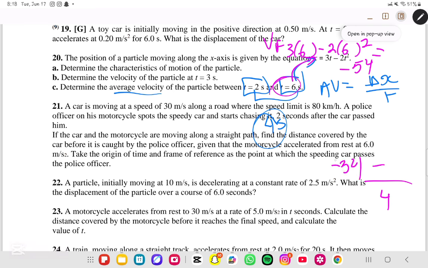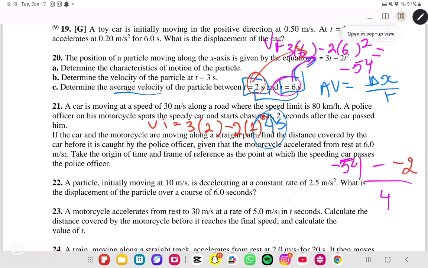And we're going to subtract it from what? We're going to subtract it from velocity initial. How do you find velocity initial? You will substitute 2 over here. So velocity initial is equal to what? It's equal to 3 times 2 minus 2 times 2 squared. So 3 times 2 minus 2 times 2 squared. This will give us an answer of what?